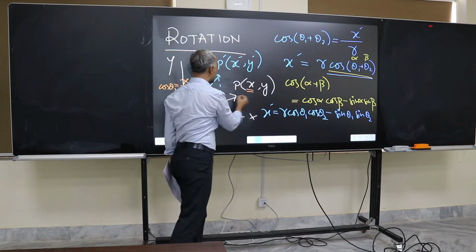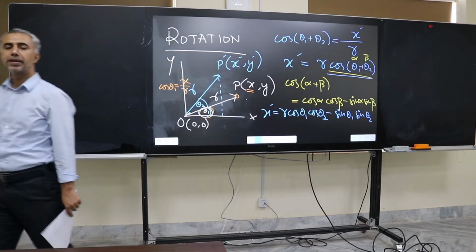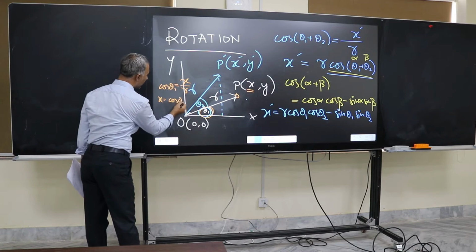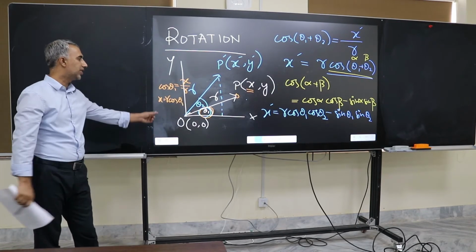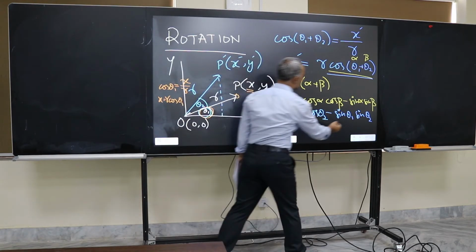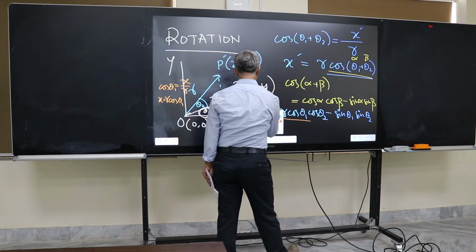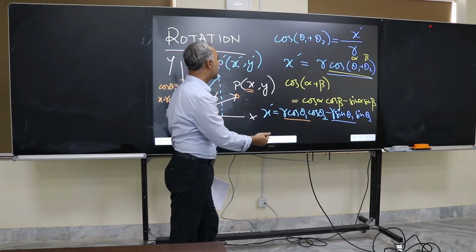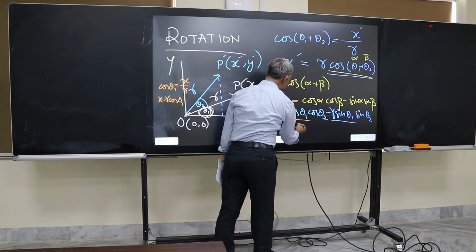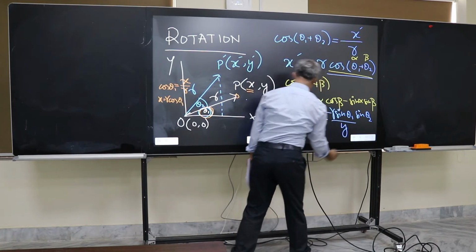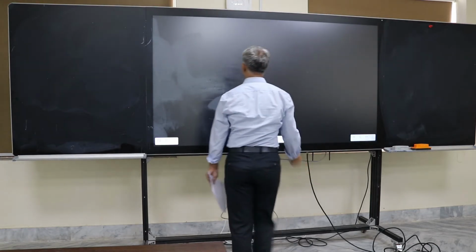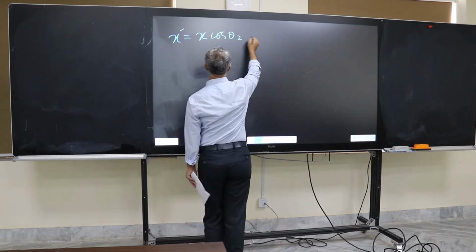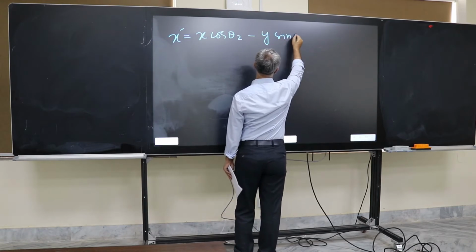This base, we are talking about this point. Is it clear? Yes, sir. So now it will become x equal to r cos theta 1. So you can set here similarly, r cos theta 1 will be replaced with x, and r sin theta 1 will be replaced with y. So x prime will become x cos theta 2 minus y sin theta 2.